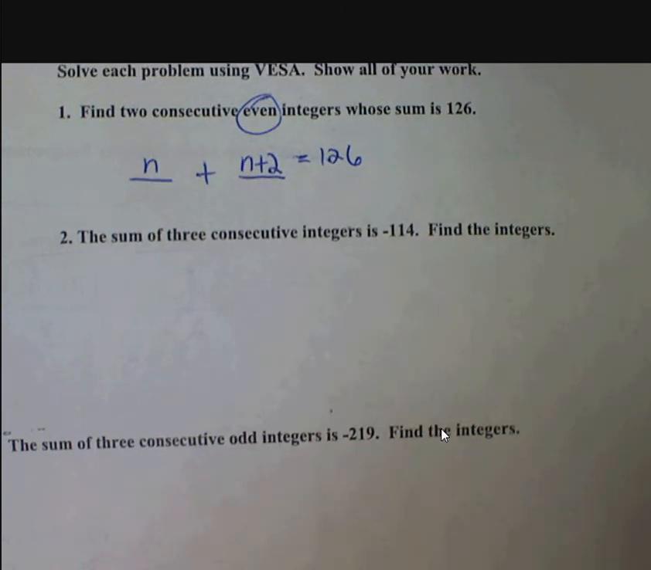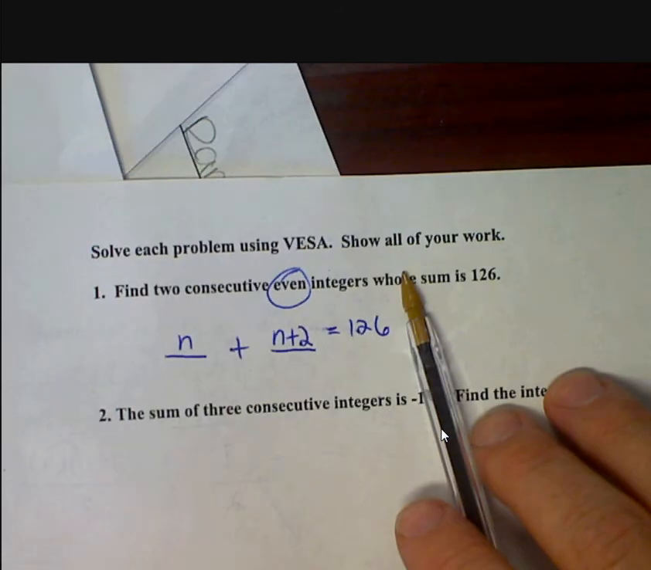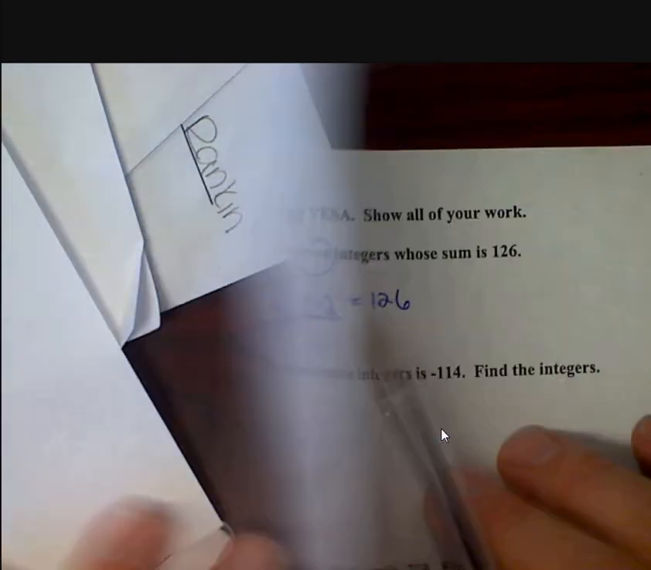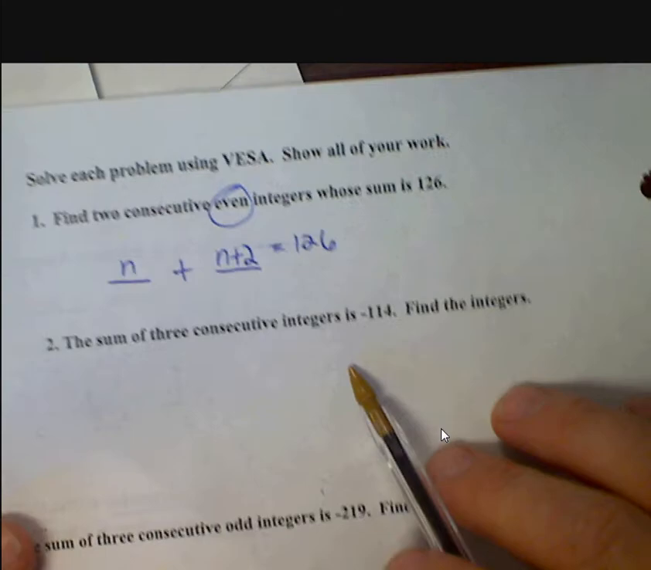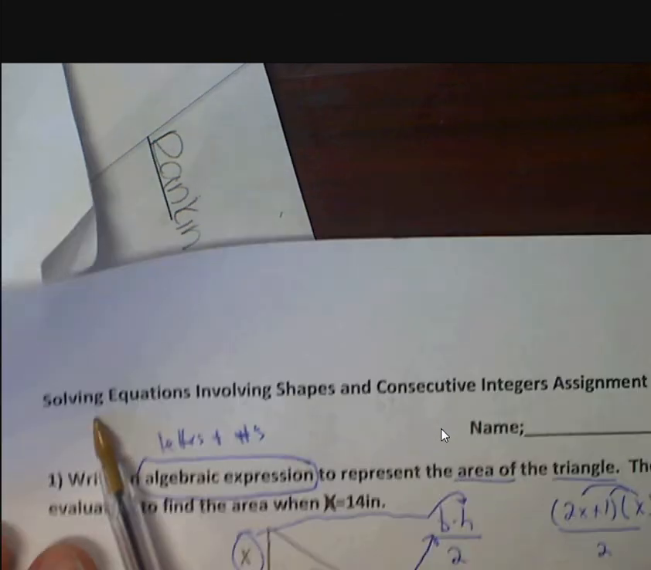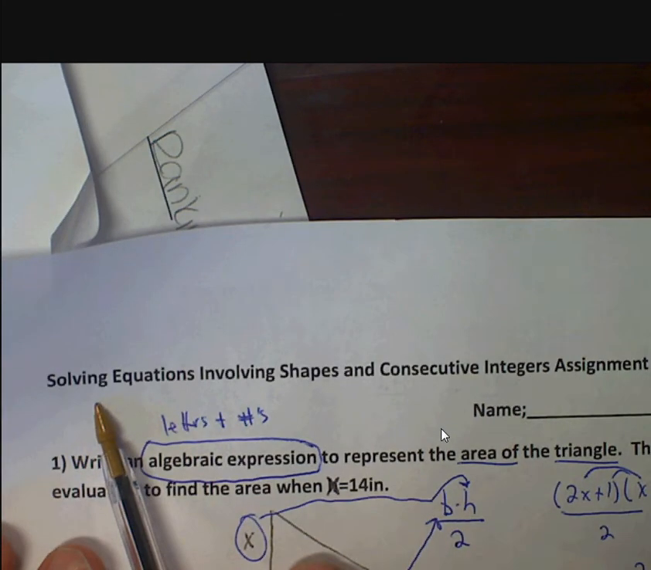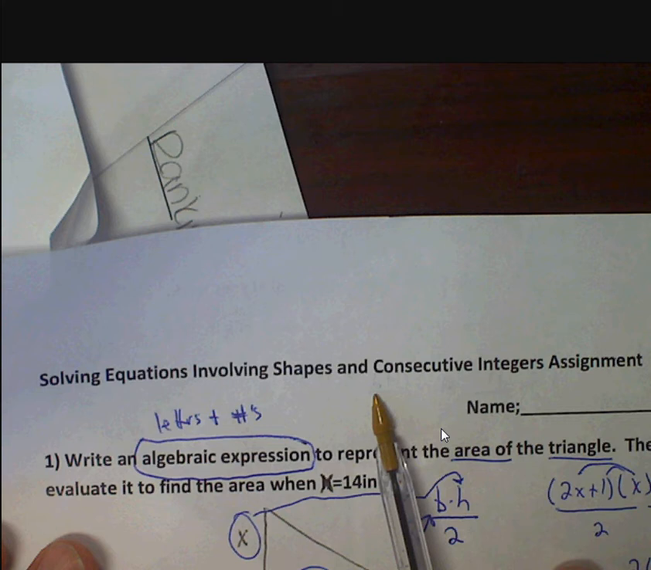Okay, I'm back on Solve Each Problem, and we're on consecutive integers. Part one was talking about the shape side. Part two, we're going to go ahead and talk about the consecutive integers. And this is the same assignment. This is part two of solving equations involving shapes and consecutive integers.